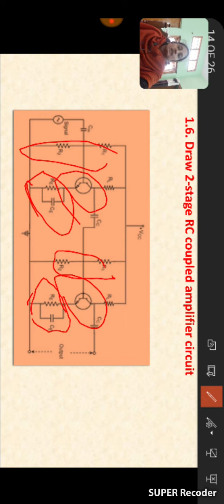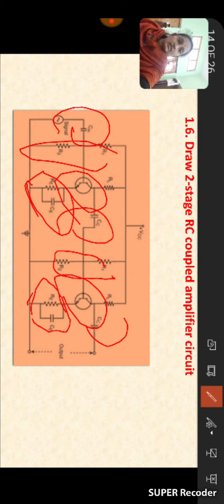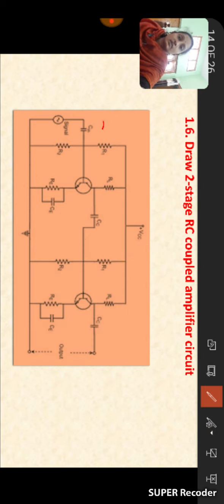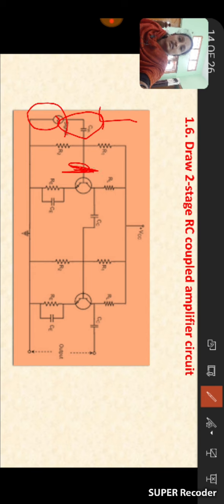Coming to the next one, here one more capacitor is there, C in, and this is CC, and this is C out. So the first one is C in. The name of this capacitor is input coupling capacitor. What is the function of this capacitor? This capacitor is used to connect the input signal to the base of the transistor. So what is the main theme of the input capacitor?